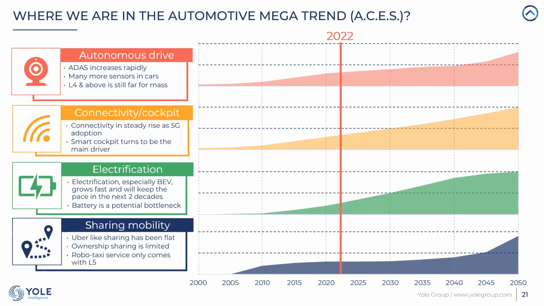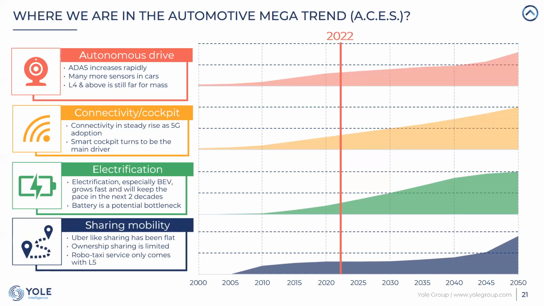Electrification, on the other hand, has a very strong momentum and will continue for the next years. Connectivity is on a steady rise as there is 5G adoption, and also there is interesting development toward what we call smart cockpit technology. Actually, we can see the driver monitoring system as one form of smart cockpit technology, and there is greater regulation in Europe and in North America to have driver monitoring systems in new cars.